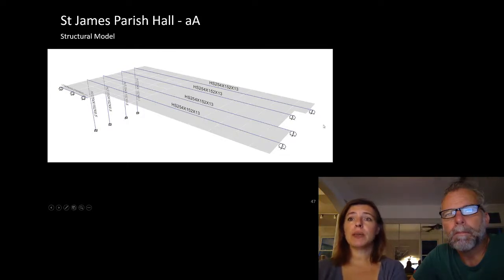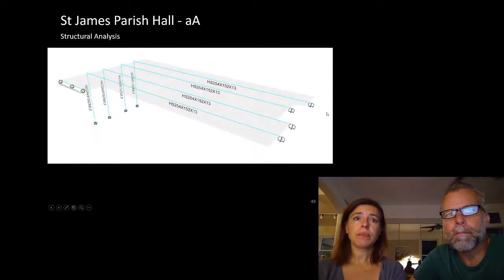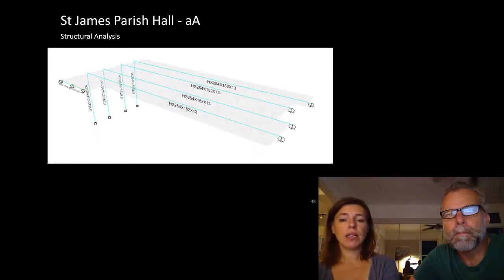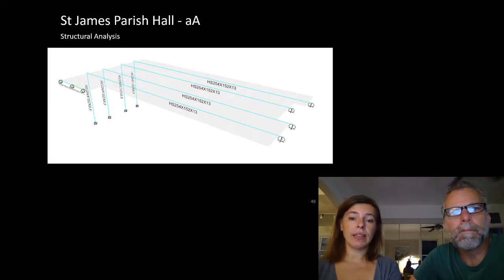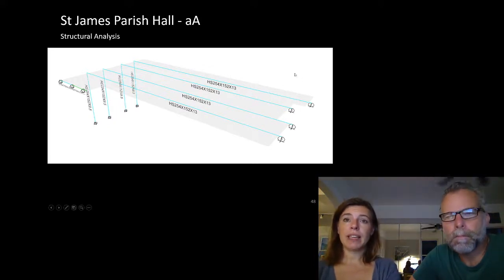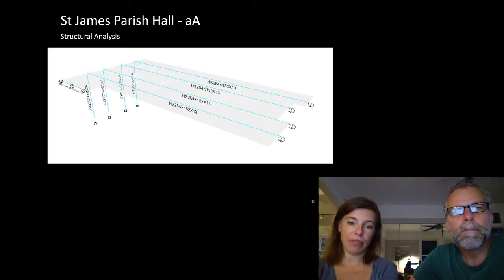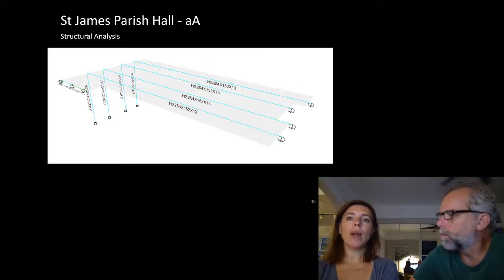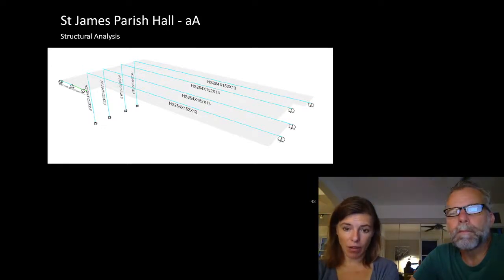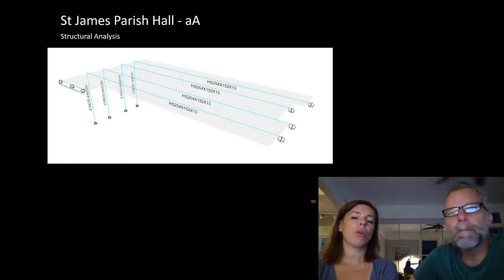Large HSSs, but spanning quite a far distance. Here's the structural analysis, which is clearly not doing much work. Everything is in that very light blue, which means it's at less than 50% of its capacity, so our factored loads are less than half of the reduced capacity. So why would I put such heavy elements on this if we didn't need it? It's because it was all governed by deflection.